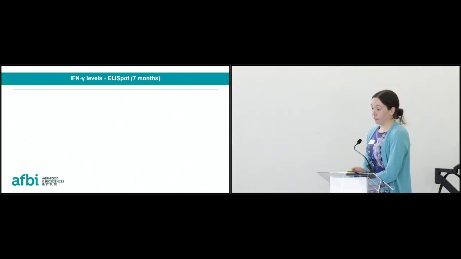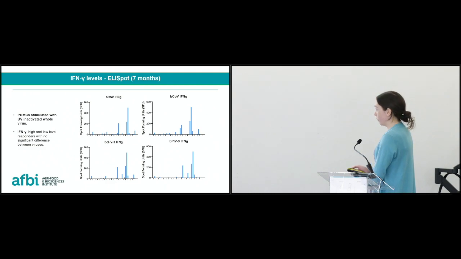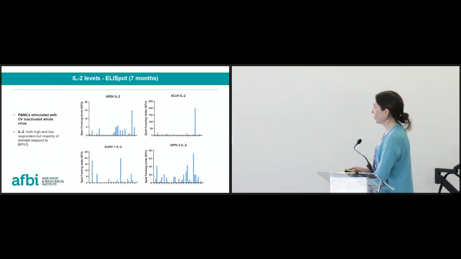We wanted to look at some cell-mediated immunity, so with ELISpots, again looking at production of cytokines from PBMCs that have been stimulated with inactivated virus. Again, our 4 viruses, and we see in general there's a range of high and low level responders, but no significant difference between the viruses. This would be a measure of T cell activation against these 4 viruses. For IL-2, again, a range of high and low level responders, but we saw a bit more response against bovine parainfluenza virus.